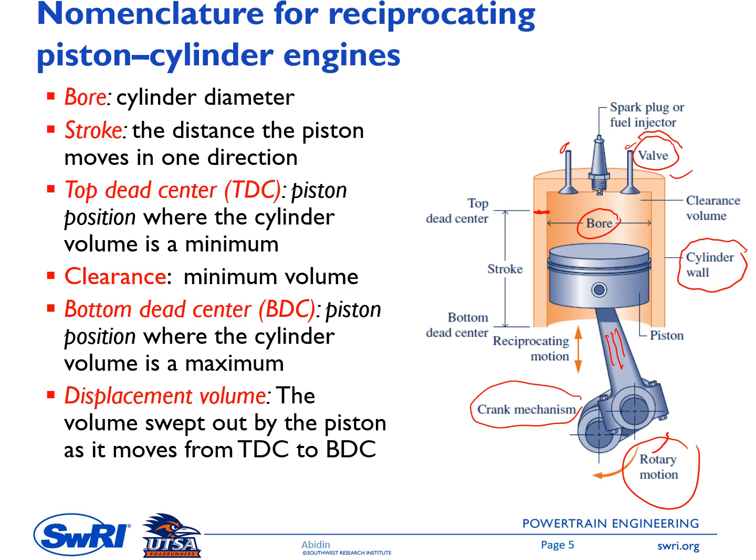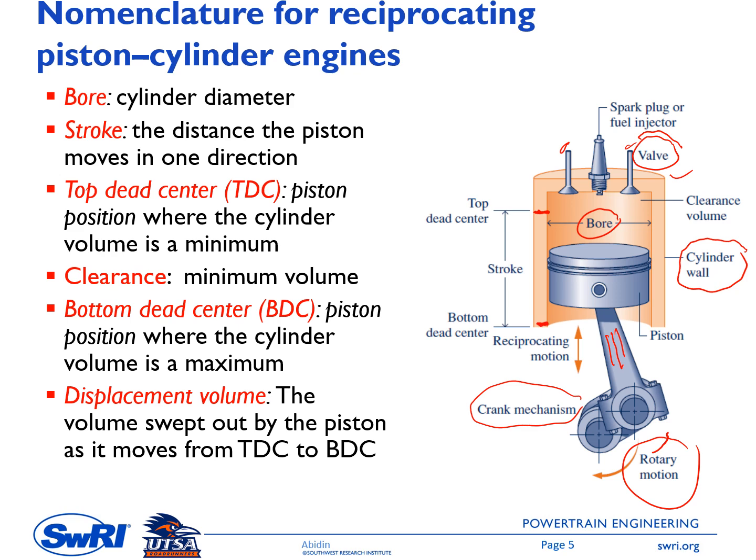The next one is clearance. This is the minimum volume, and certainly this is the minimum volume when the piston is at top dead center. Next one is bottom dead center or BDC. This is the piston position where the cylinder volume is a maximum. So in the schematic, it is somewhere here.